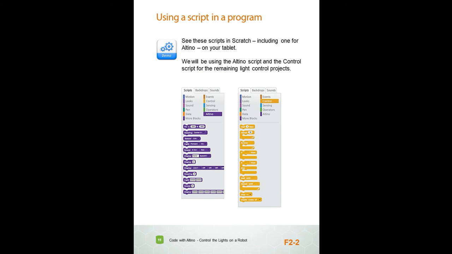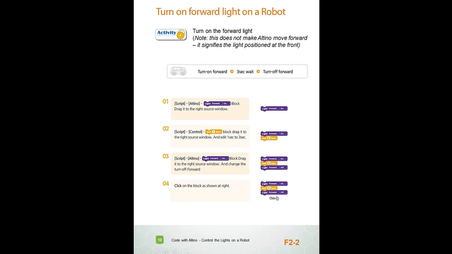So again, this is straight out of the program where you're showing how to use the scripts. Below we're showing that to do these exercises, they're using the Altino purple script and they're using the yellow control script. And here is one of the first exercises you can take the students through. I've just shown you how to do it on my computer where they can turn on the forward light. Note that all the blocks are given step by step.